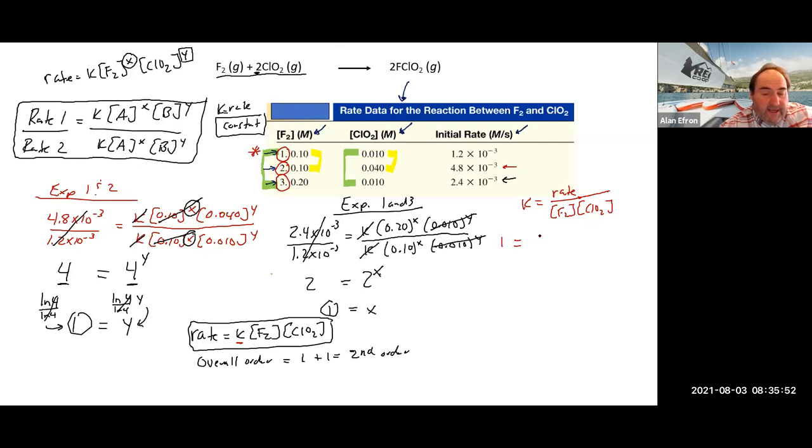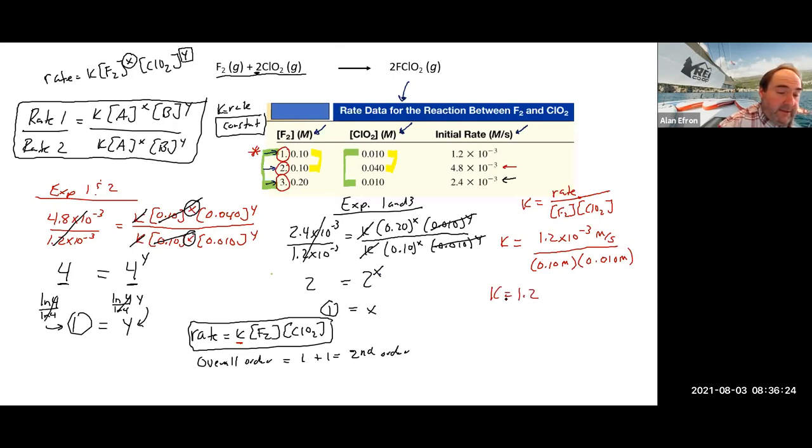And we would see that the K is equal to 1.2 times 10 to the minus 3 molar per second, divided by my F2 concentration, which is 0.1 molar, and my ClO2, which is 0.01 molar. Now, when I do that division there, 1.2 times 10 to the minus 3 divided by 0.1 divided by 0.01 gives me a number for K of 1.2.